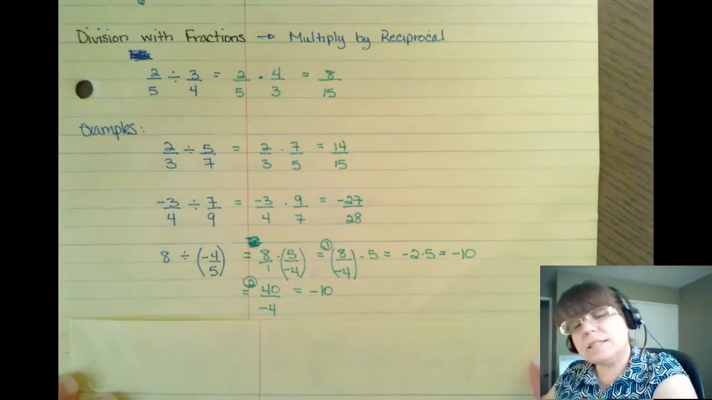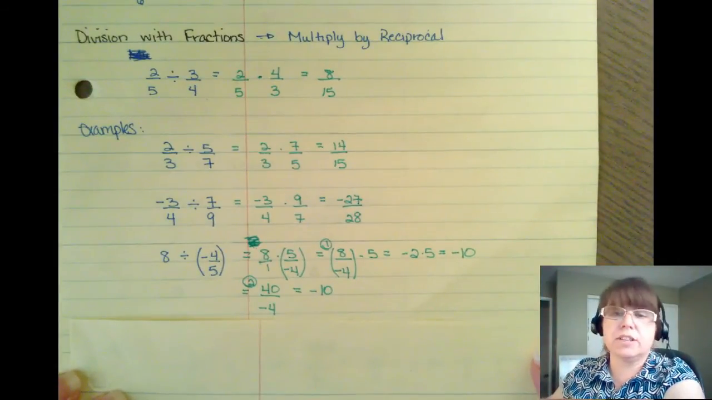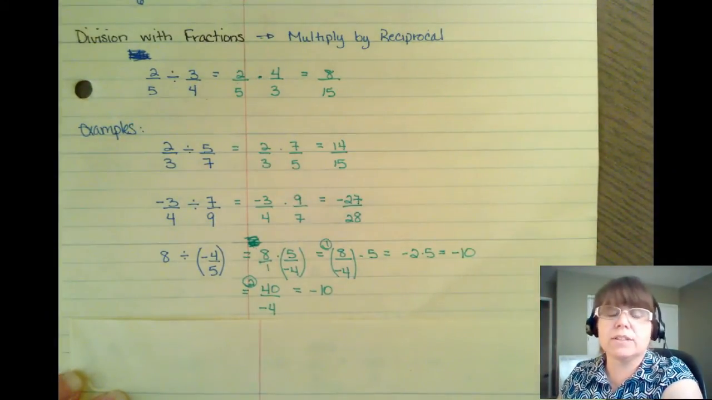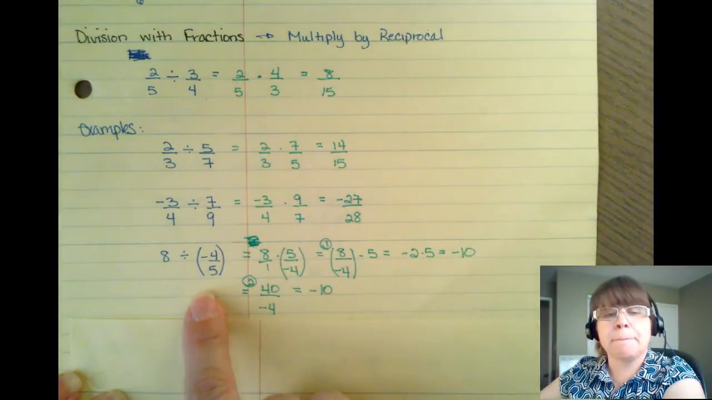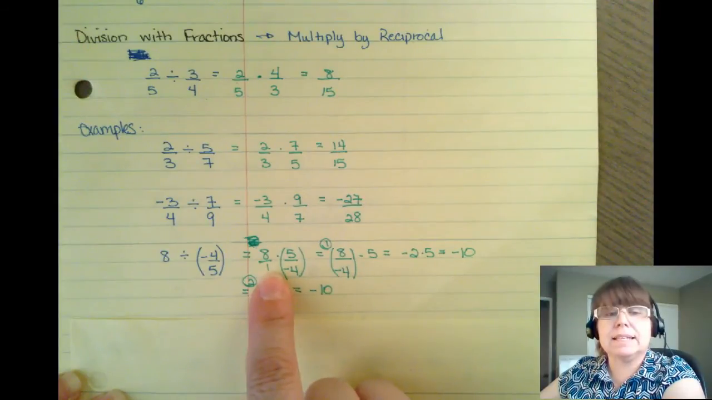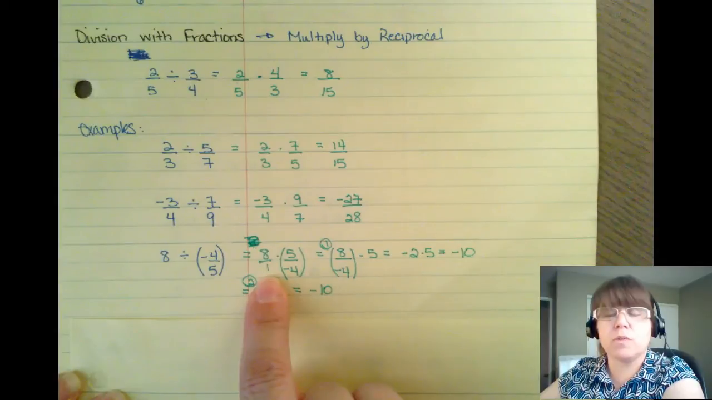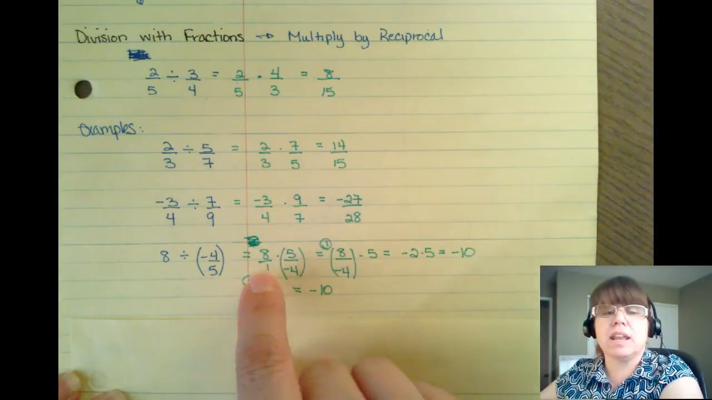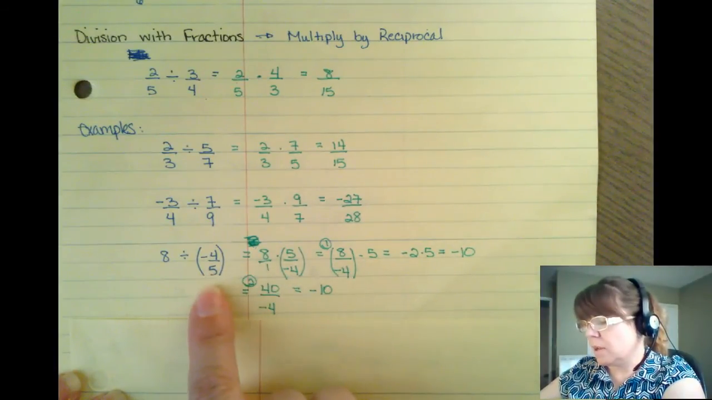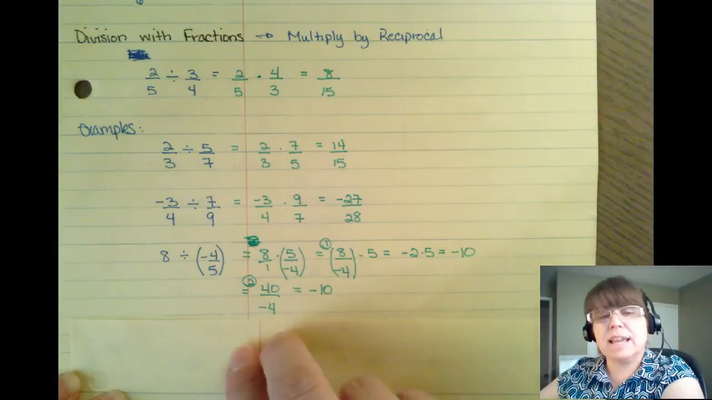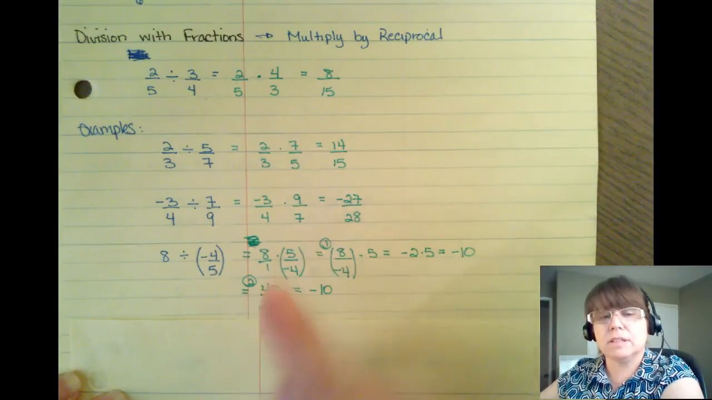Right? I did this problem a couple of ways because you might see it one way versus another way. So 8 divided by negative 4/5. Now 8 is actually 8 over 1, and I want to just put the over 1 there to emphasize that I do have a denominator. So I'm going to multiply it by the reciprocal, which is negative 5/4.